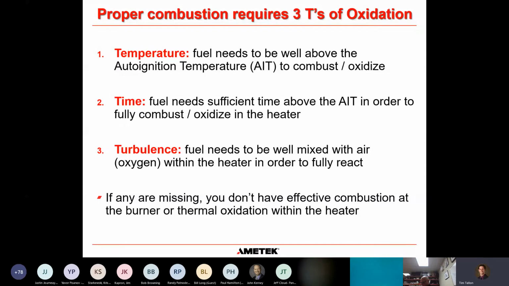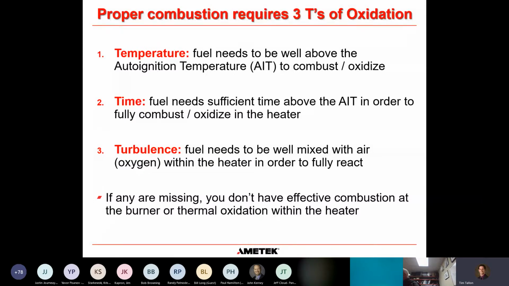But let's talk about how fuel can accumulate within a firebox. With that, I'd like to propose the 3 T's of oxidation. Earlier in my career, I designed thermal oxidizers, and thermal oxidizers follow the 3 T's of oxidation: time, temperature, and turbulence.